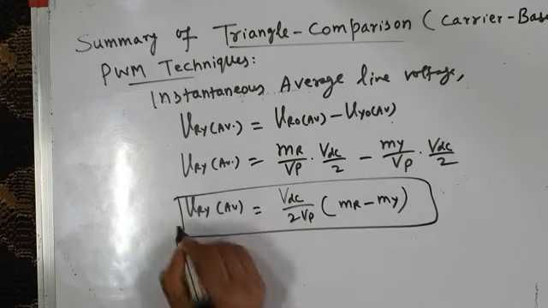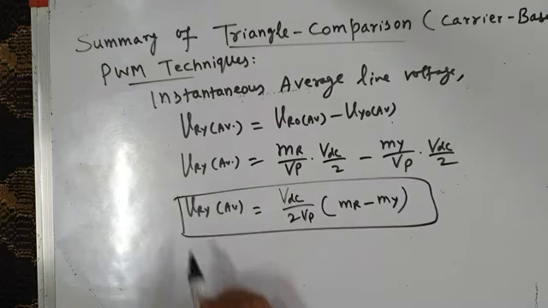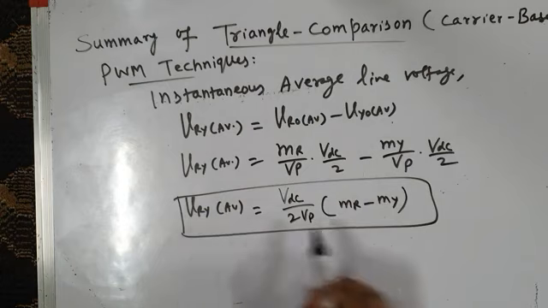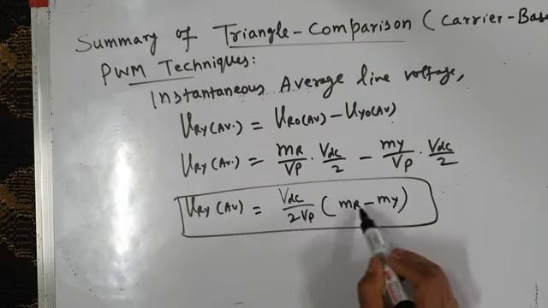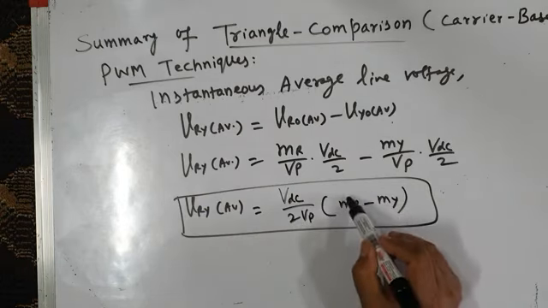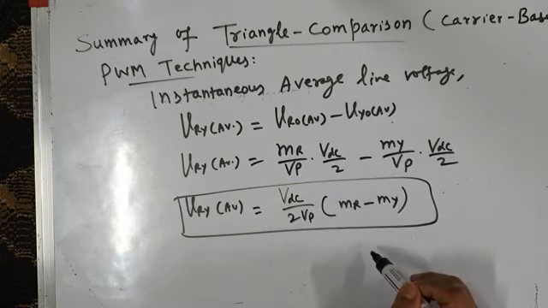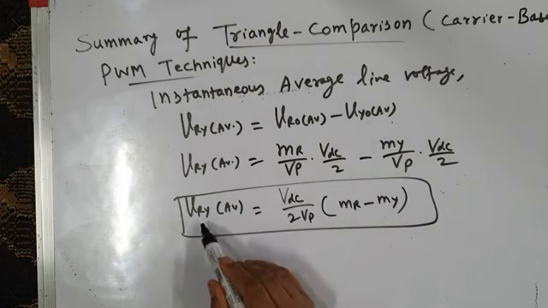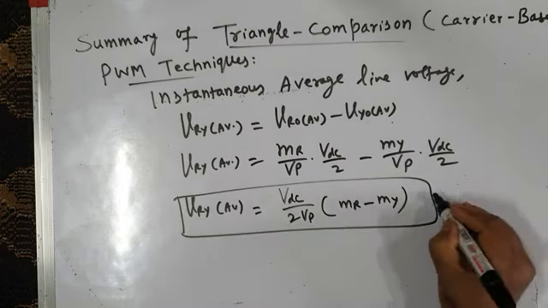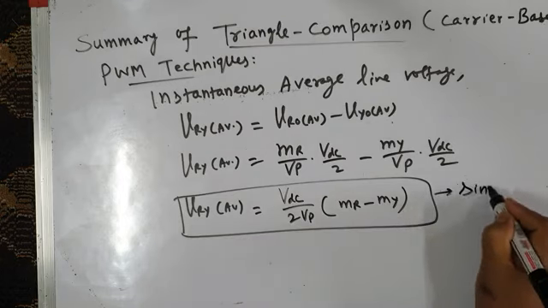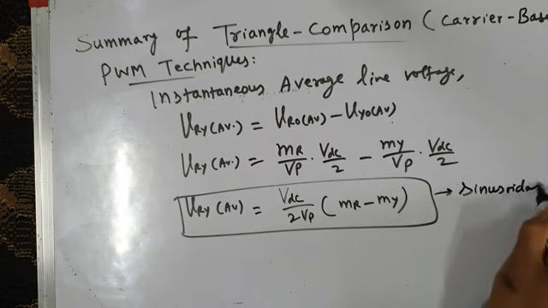So this is the instantaneous average value of line voltage VRY. You can see it is Vdc by 2Vp times (Mr minus My). Since the Mr modulating wave is sinusoidally varying, and the My modulating wave is also sinusoidally varying, our line voltage is also sinusoidal in nature.